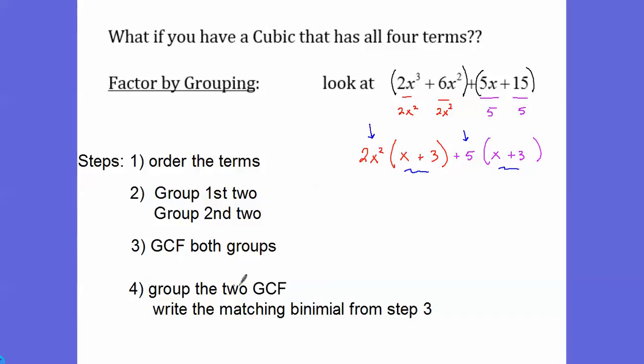Step 4 is to group up the 2 GCFs. So I'm going to take my 2 GCFs and put them in one package. So here they are, 2x squared plus 5. These are my 2 GCFs. And I'm going to take this single binomial that matches and simply write it here. And we are finished.